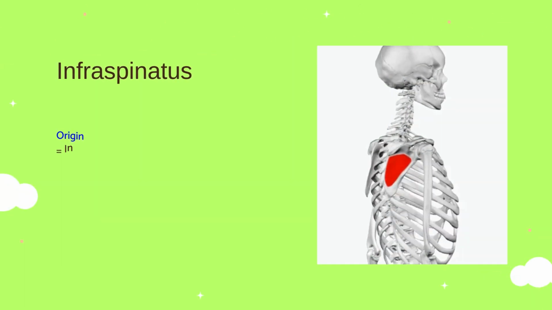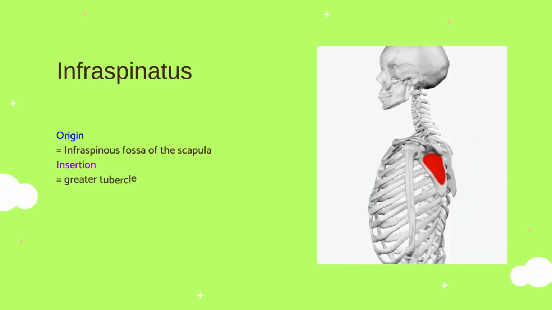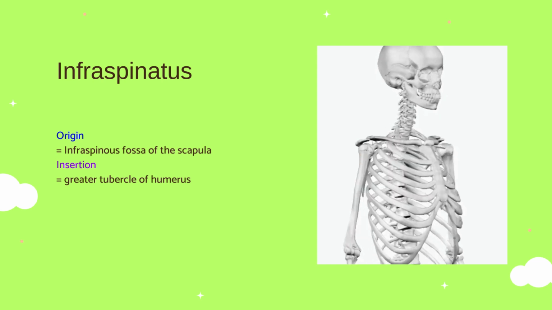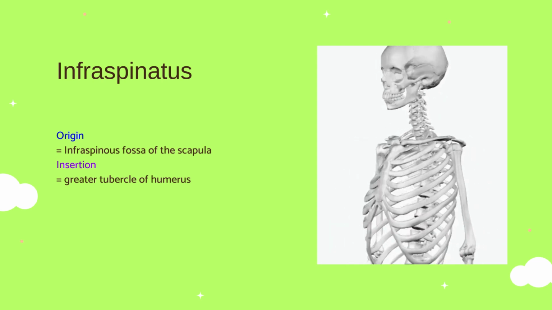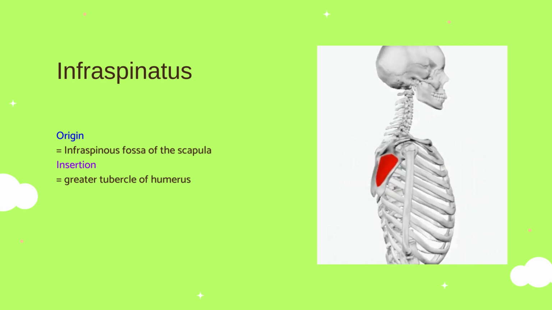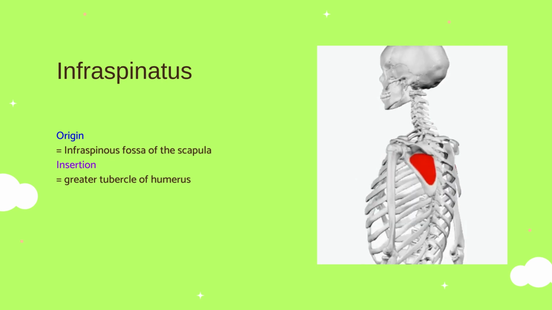The infraspinatus muscle is one of the four muscles that make up the rotator cuff in the shoulder. It plays a crucial role in stabilizing the shoulder joint and facilitating external rotation of the arm. The infraspinatus muscle originates from the infraspinous fossa, which is a depression on the posterior aspect of the scapula below the spine of the scapula.